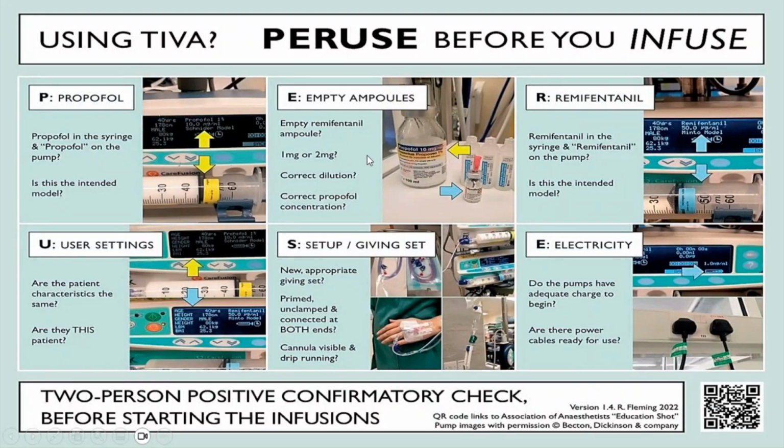So if someone takes over your case, let's say your propofol syringe is not labeled, at least they're looking at the ampule, they will know what kind of concentration you're using. Remifentanil, again, correct dilution, user setting, what pump you're using, have you put in the right parameters of the patient, the demographics of the patient. Setup: giving set, the lines, the connections, make sure there is no leak, no kink, the safety valve has been opened, the clamp has been opened, and the tubing has anti-reflux. And finally your pumps are connected to electricity or have adequate battery level so you don't have a pump failure in the middle of the case.